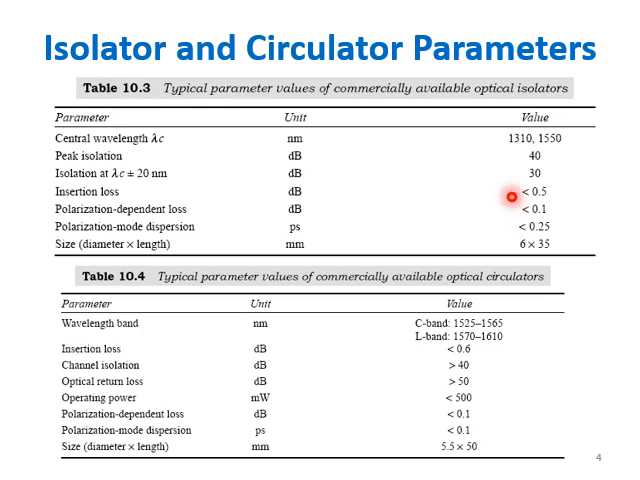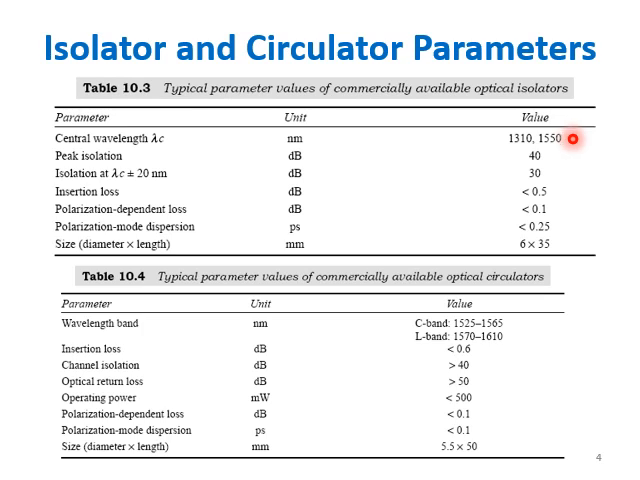So coming to this particular slide, where we can find some tables, this table is indicating typical parameter values of some commercially available optical isolators or optical circulators. So what are the commercial parameter values with respect to the optical isolators? Normally the optical isolators have the wavelength defined, as you can see here.